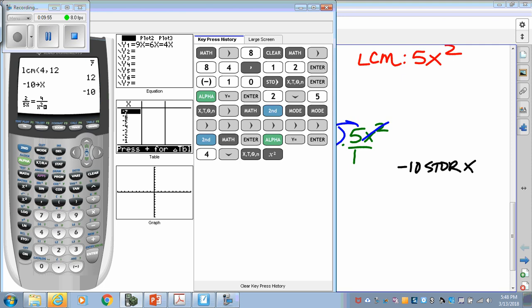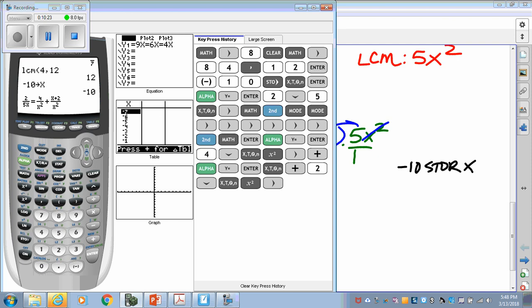arrow over, plus alpha y equals, I have another fraction. So 4 over x squared plus x plus 2, x plus 2 in my numerator. My denominator is x squared, arrow over. Okay, I think that is everything correctly done.